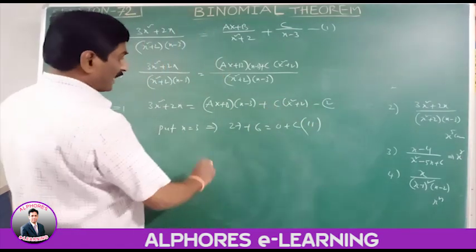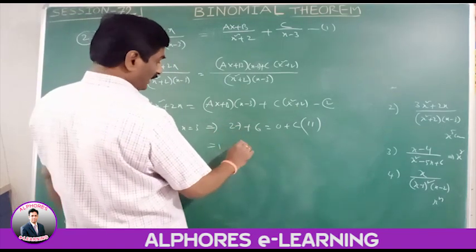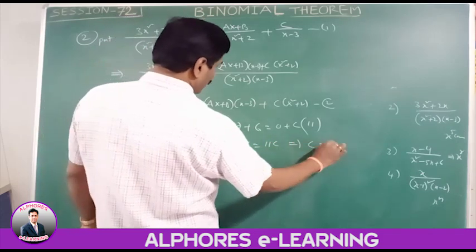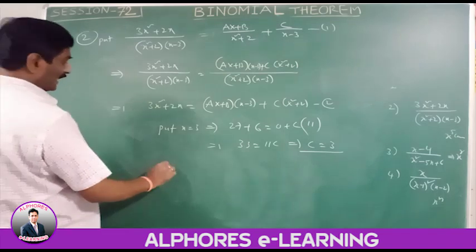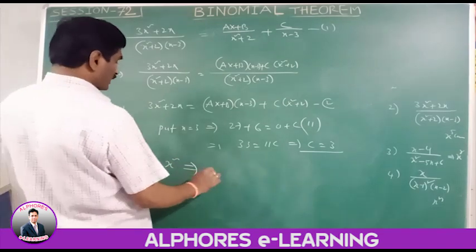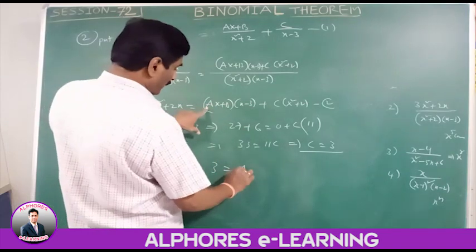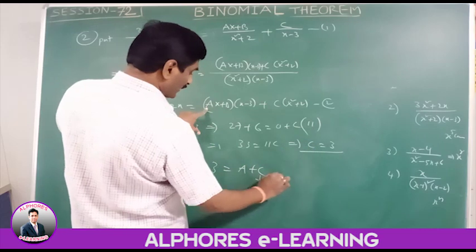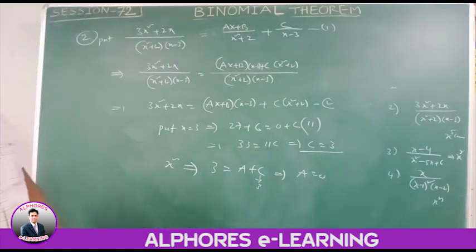What is the value of c here? 27 + 6 means, what is that value? 33. 33 = 11c, that implies c = 3. The value of c is 3. Next, by equating x² coefficients, we get 3 = a + c. Already the value of c is 3, so substitute this value in this equation. a = 0. The value of a is 0.